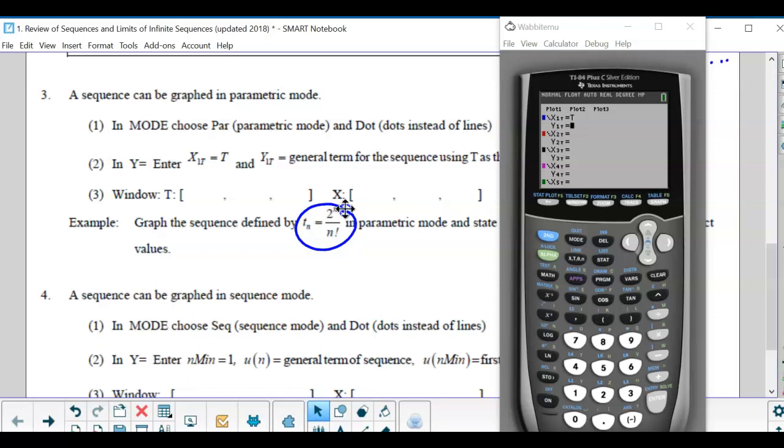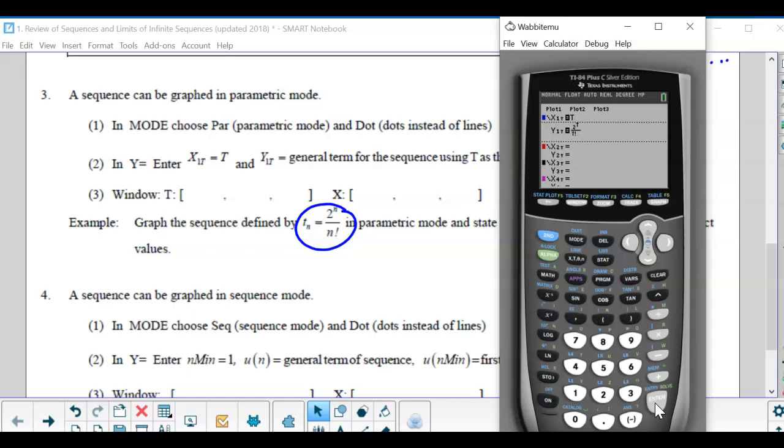So we already know what terms we should get, at least the first three. If you have the fraction capability, use it. If not, you just use divide. 2 to the exponent, and then use that variable key, it shows up as a t. Okay, and then variable key, factorial. So now you've entered a sequence basically.